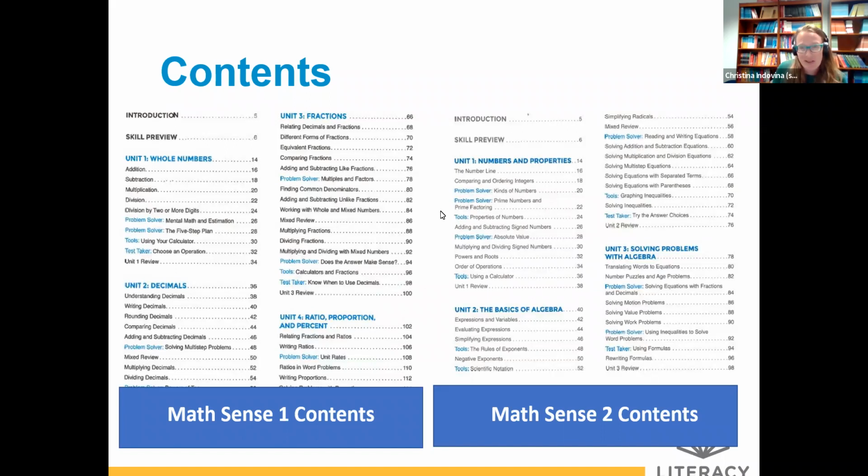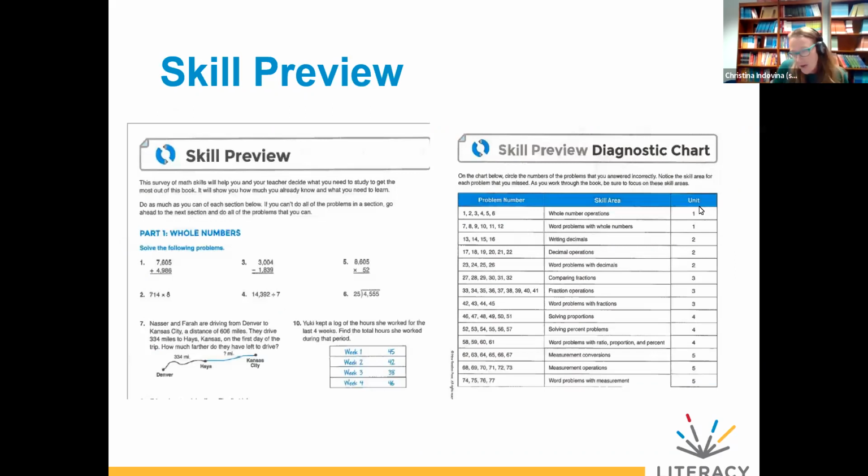Math Sense 2, you can look, there is not a lot of review in this. When you start Math Sense 2, you jump straight into the basics of algebra. When you start this book, we always suggest that you do the skill preview test in the beginning. The skill preview test is a pretty short exam. You may need to do it in sections.